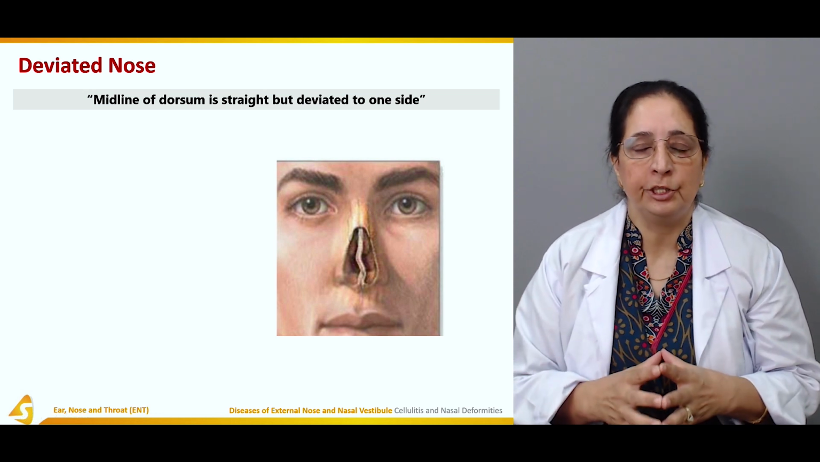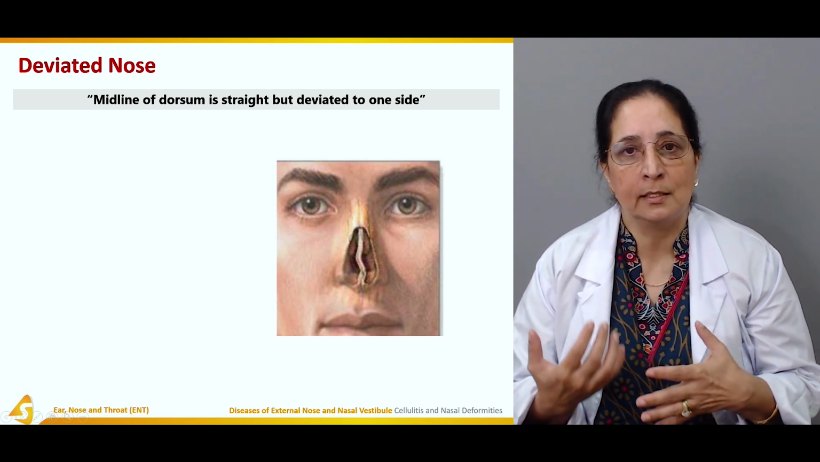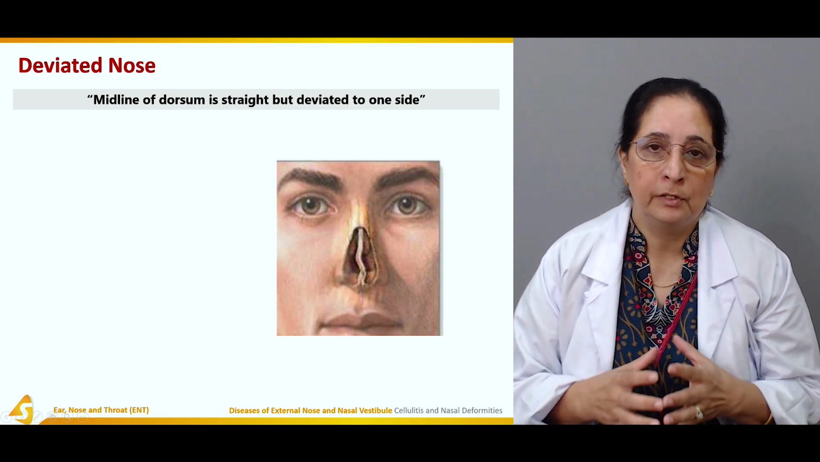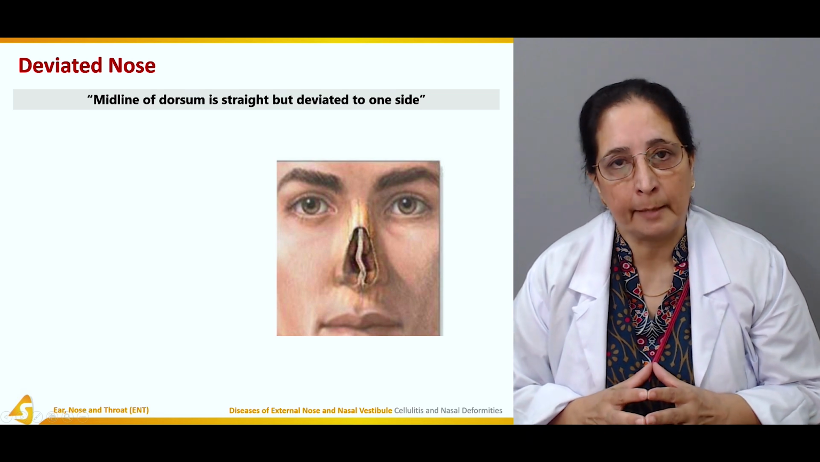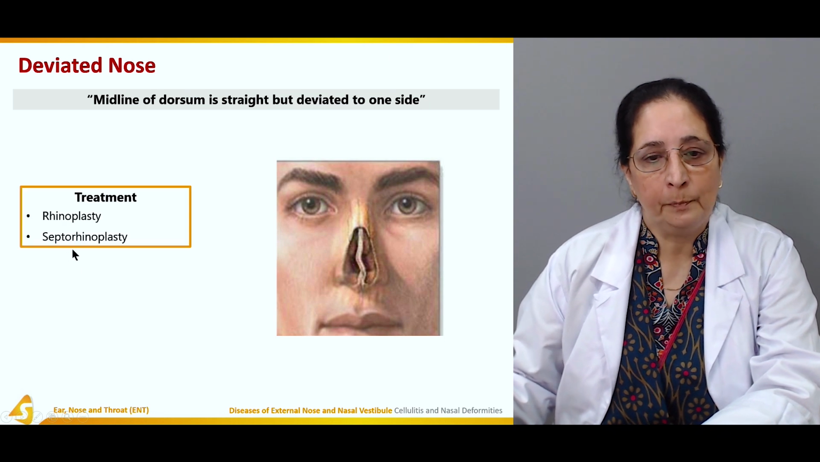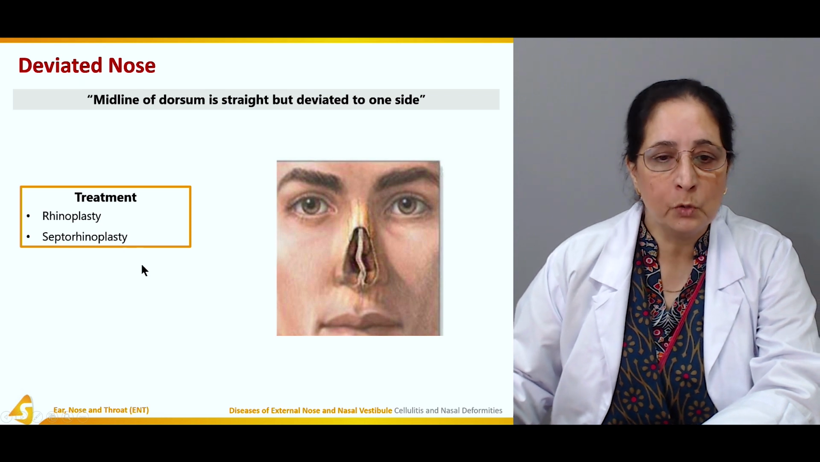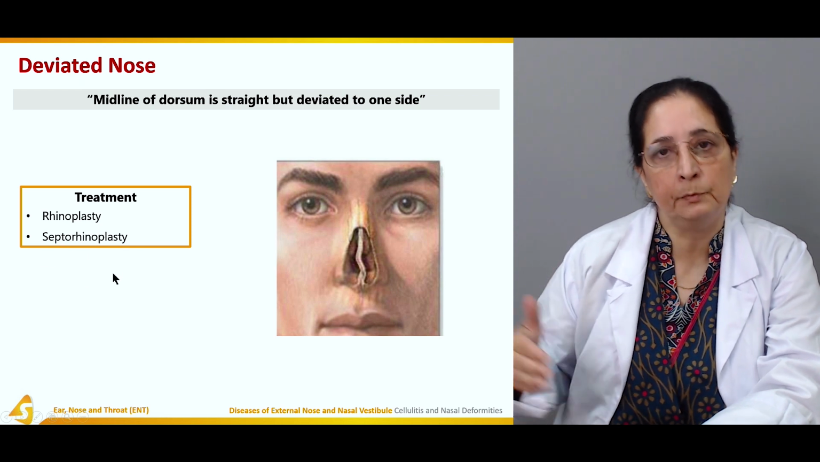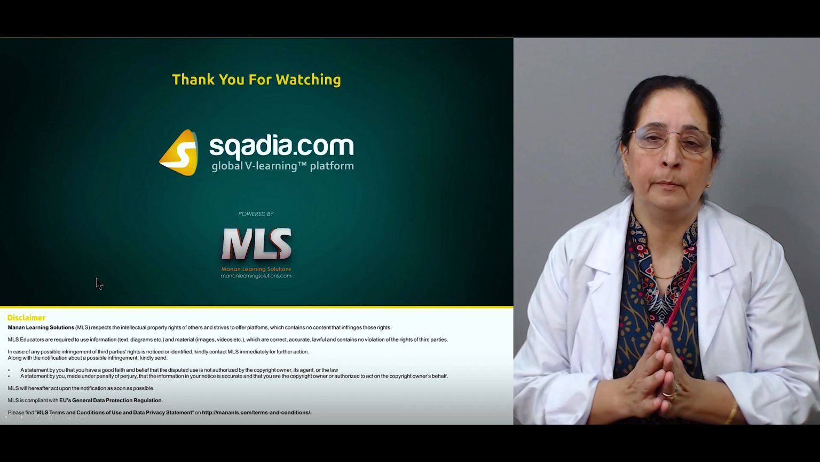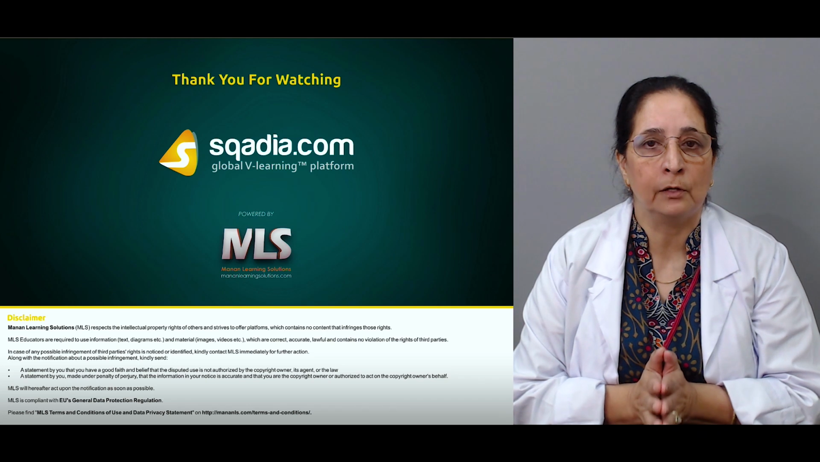DNS or deviations can cause conditions like rhinorrhea and sinusitis, and there are constant infections. So DNS or deviated nasal septum is usually treated by surgery. Rhinoplasty or septorhinoplasty. So rhino is for nose, septorhino is for the septum of the nose, and repair is performed. So that was all about section 1, in which we talked about the different deformities of the nose.